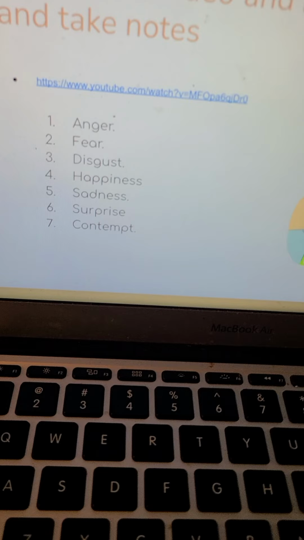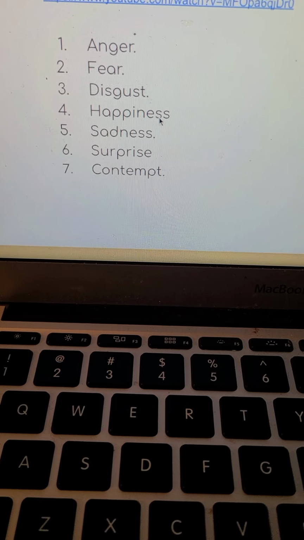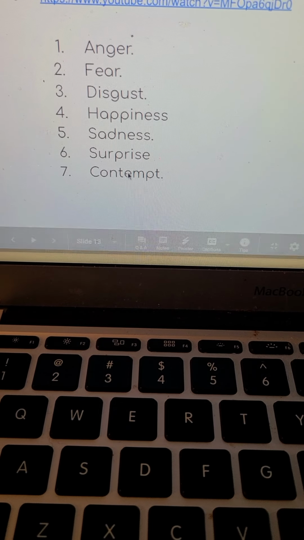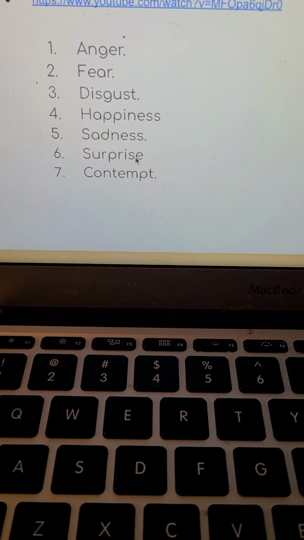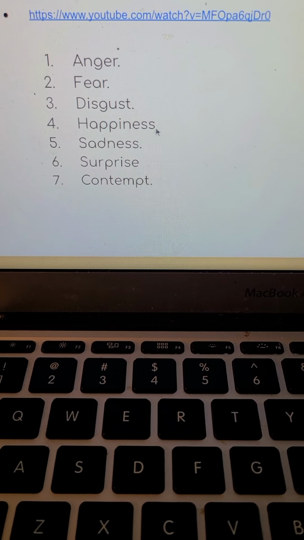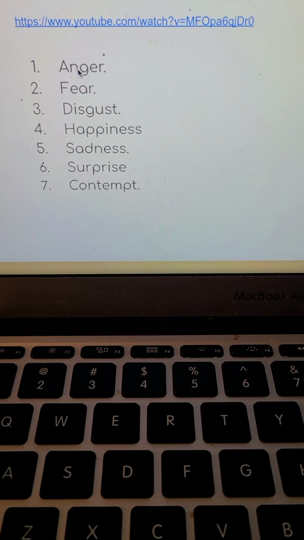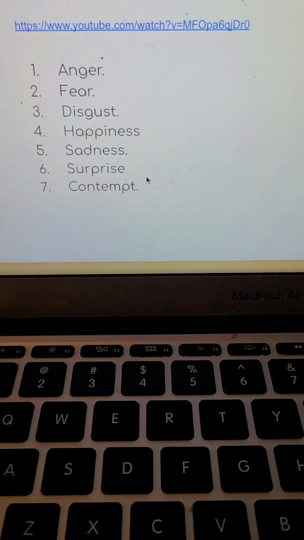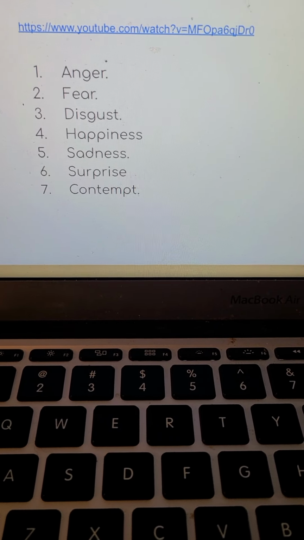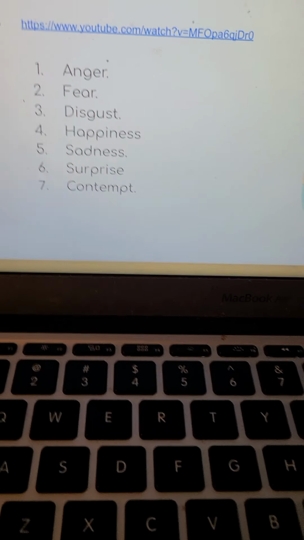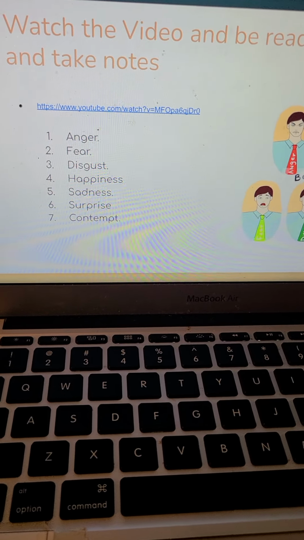Okay, for example, if you look at the words, the only positive emotion is happiness. Surprise could be maybe positive or negative depending on it. But for the most part, it's happiness. Okay, but why is that? Anger, fear, disgust, sadness, surprise, and contempt. Why are they negative, or why are there so many negative emotions and we just have one positive? Okay, so that's what I want them to learn from the video. That's why I picked the video, and it's actually a good video.